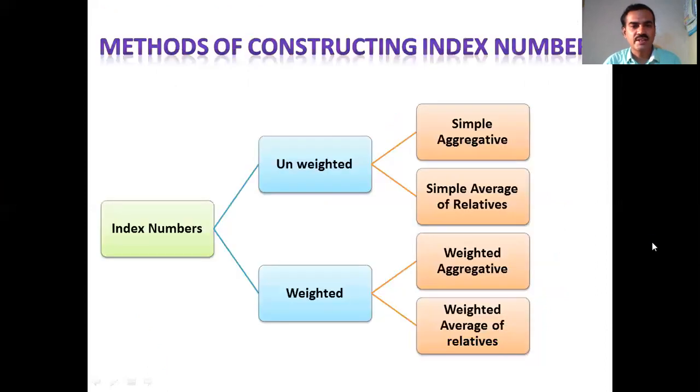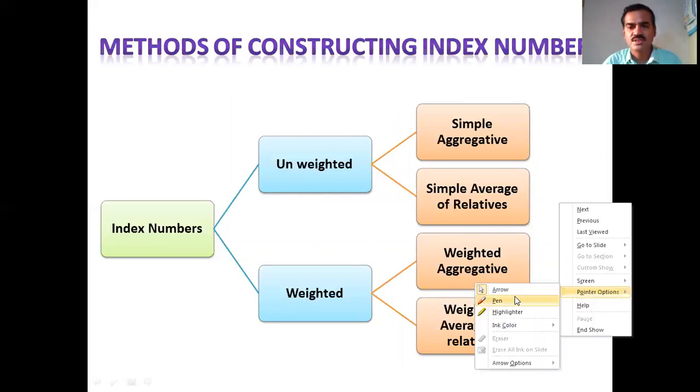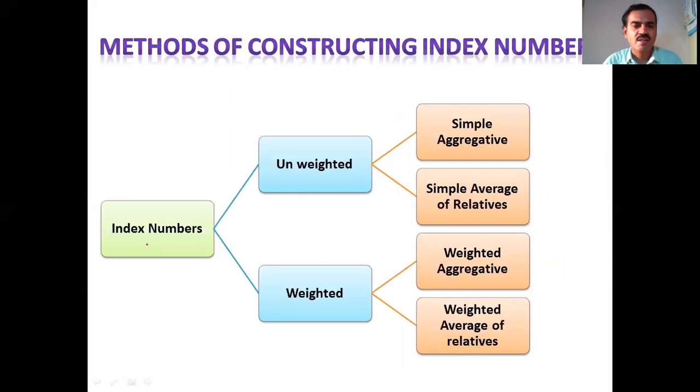Okay, right. So let us move towards the methods of constructing index numbers. Index numbers are broadly classified into unweighted and weighted. In the unweighted, there are simple aggregative and simple average of relatives. In the previous examples, we calculated the simple aggregative; the examples which I used took the simple aggregative method. And here, simple average of relatives. This formula is very similar to the weighted average of relatives formula.